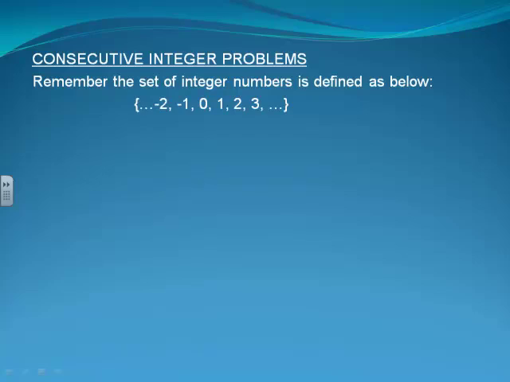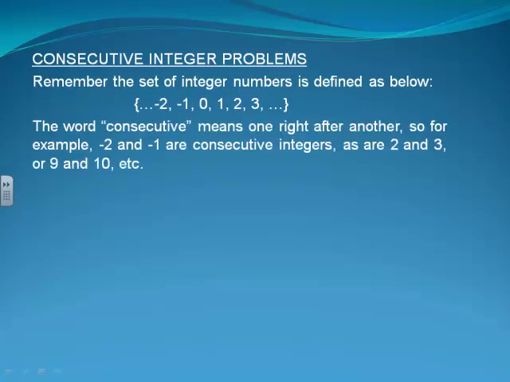All right, consecutive integer problems. In order to do integer problems, I think it's worth a review of what the integer set really is. Integers are basically the counting numbers in both the positive and the negative directions. So we're looking at whole numbers, both positive and negative. So -2, -1, 0, 1, 2, etc. are our integers. The word consecutive means one right after another.